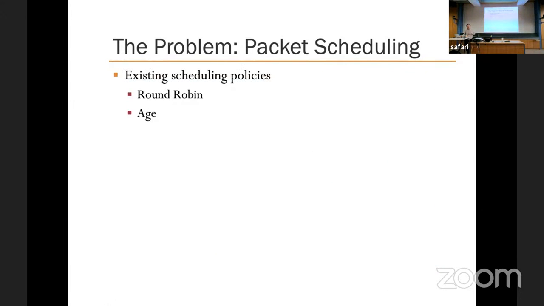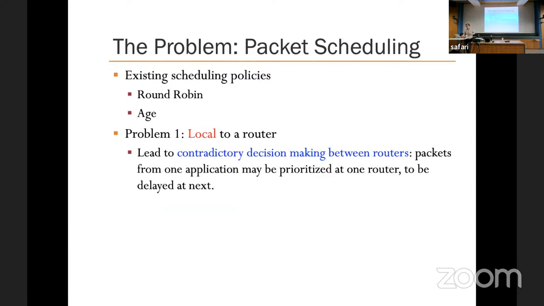So existing scheduling policies are application unaware, basically. There are two issues, actually. One is application unawareness, which is problem two. The other is actually localness. So this is actually interesting to think about. Golden flit, for example, makes the prioritization across the network consistent for a single flit. But if you actually have a FIFO or round robin or age-based, maybe age-based actually fixes some of the localness, but it still depends. It can lead to contradictory decision-making between routers.